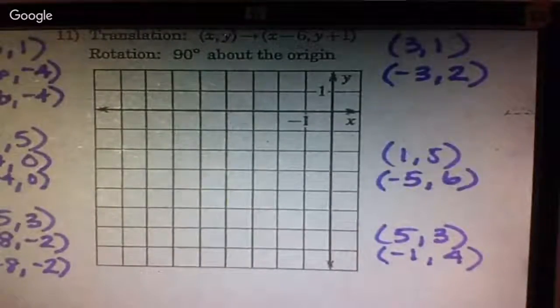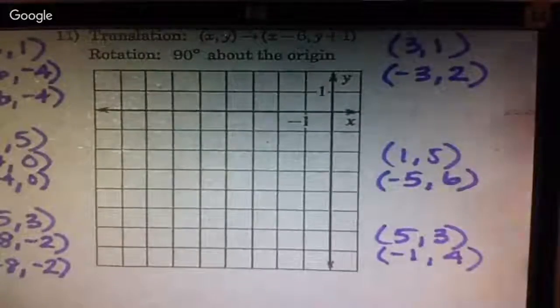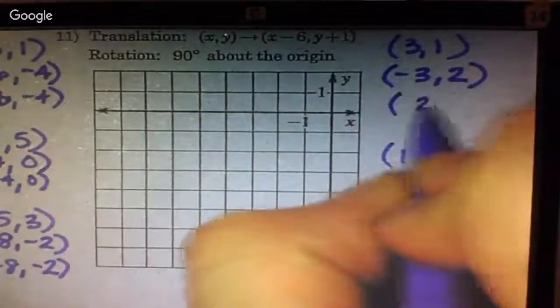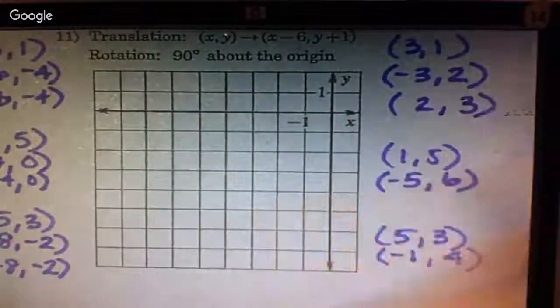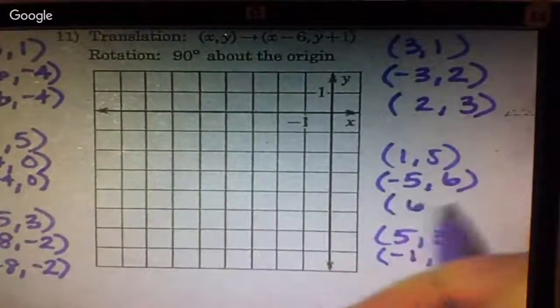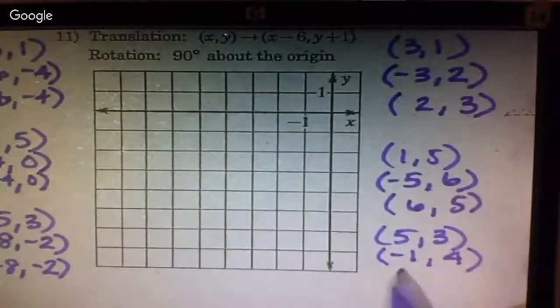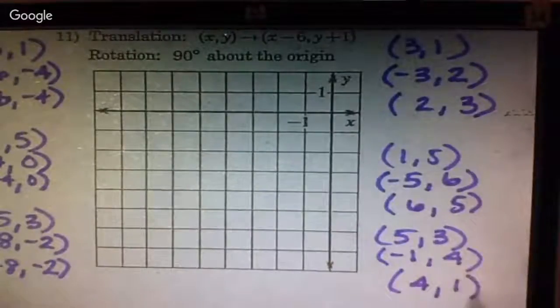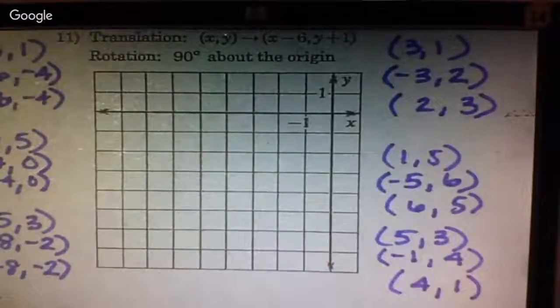Okay. Rotation 90 degrees about the origin, counterclockwise. So my first thing is switch my numbers. So 2, 3, 6, 5, 4, 1. Don't worry about the signs. Just change your numbers. You only worry about the signs when we finally decide what quadrant we're in.